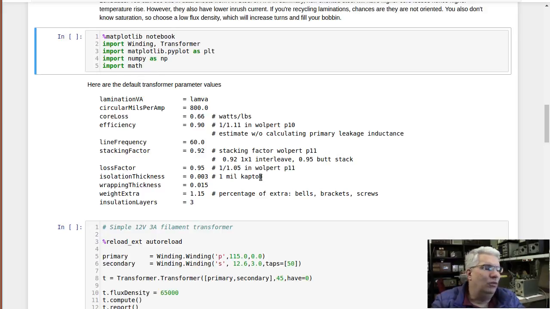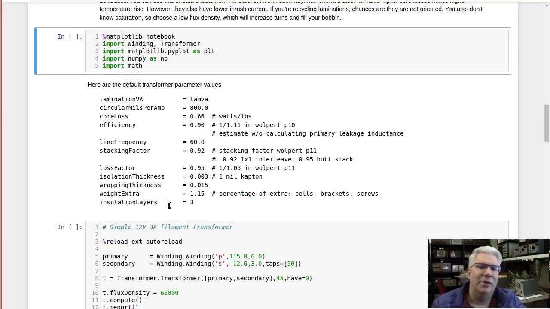And I'm using 1 mil Kapton tape, which is 3 mils, and it has a 5,000 volt voltage isolation barrier or dielectric breakdown. And the wrapping thickness is what the overall outside of the winding is going to be. And then this extra is to account for the bolts and the brackets, as well as the screws and stuff, because you're going to look at temperature rise. So you want to look at the weight of everything on the transformer itself.